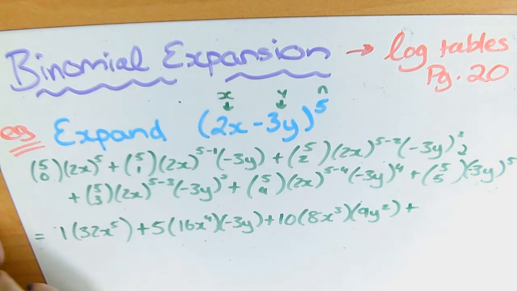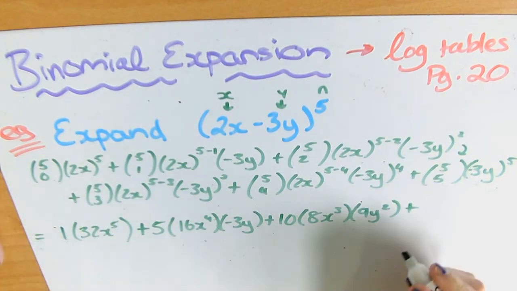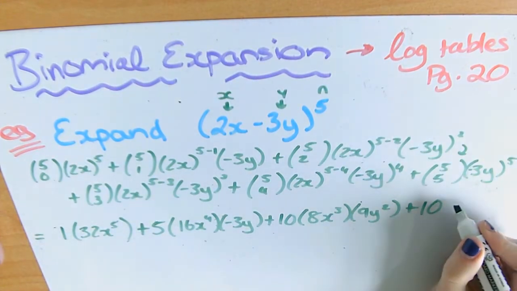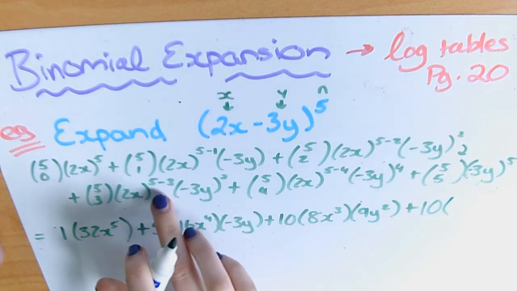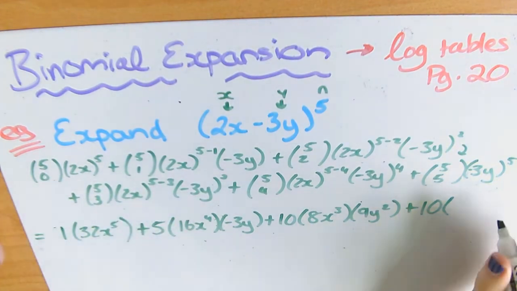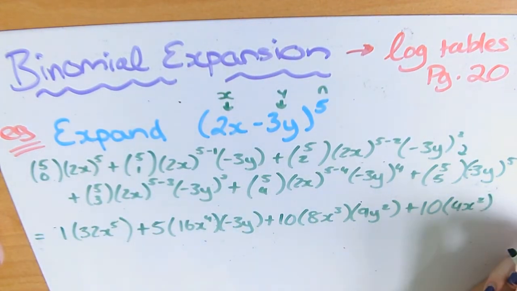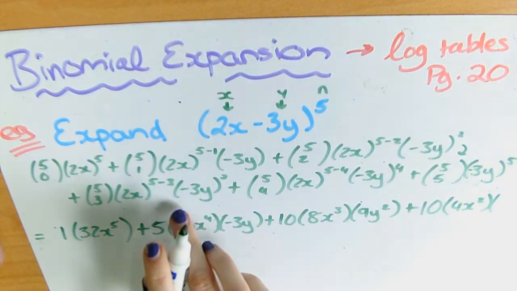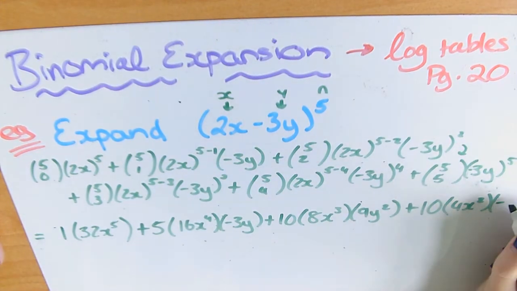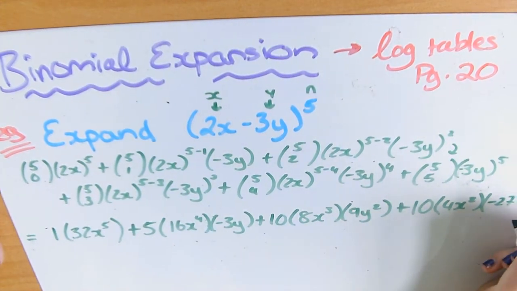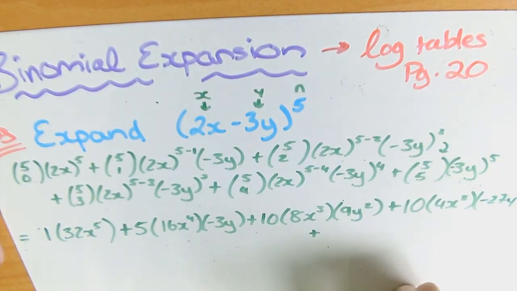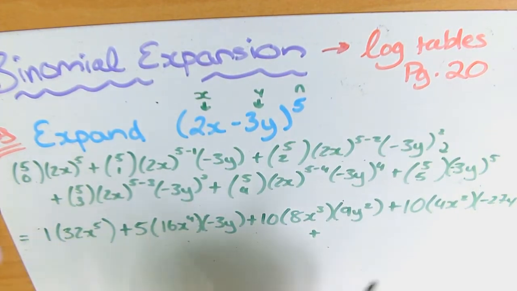Plus, we're now on 5 choose 3, which gives me 10. So we can see we're starting to go back in a pattern. We had 1, then 5, then 10. Now we have 2x to the power of 5 minus 3, which is 2. So that's 2 squared, which is 4x squared, by minus 3y cubed. So minus by a minus by a minus is a minus. 3 by 3 by 3 is 27y cubed. And now I'm running out of room, so I'm going to go down here. Plus, we're now on 5 choose 4, which if you put in your calculators you'll see is 5, because we're going back in the pattern.